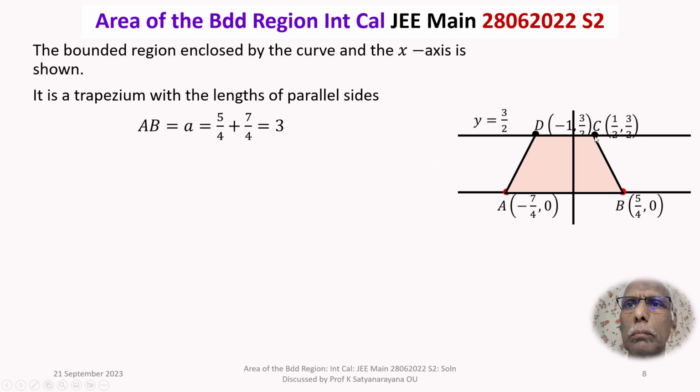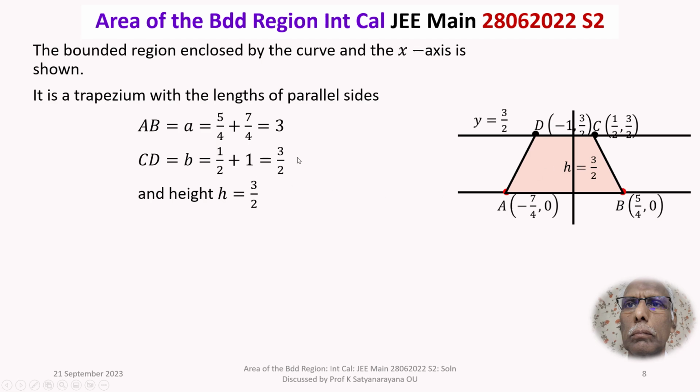And so also CD, that is the other parallel side. CD is equal to 1 by 2 minus of minus 1, that is plus 1, that is 3 by 2. And you know the height h is 3 by 2. Height h is equal to 3 by 2, this is here.